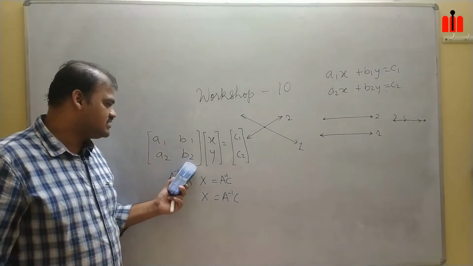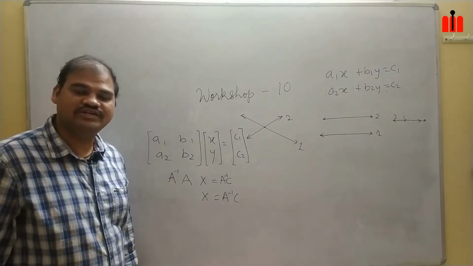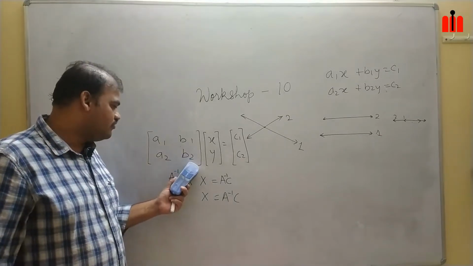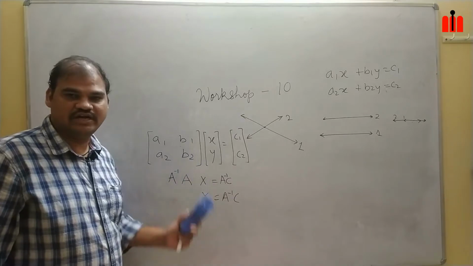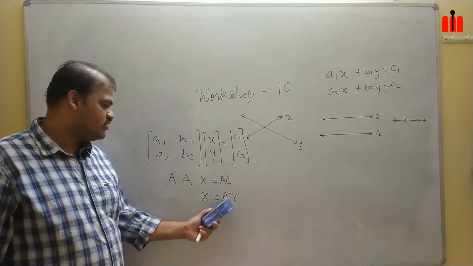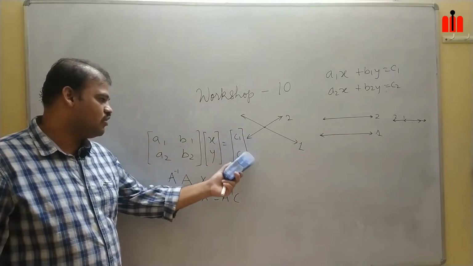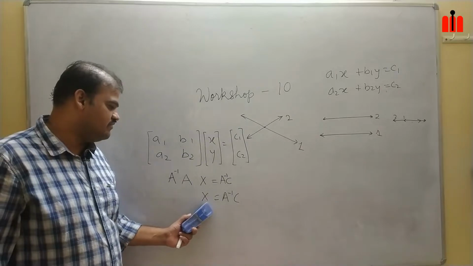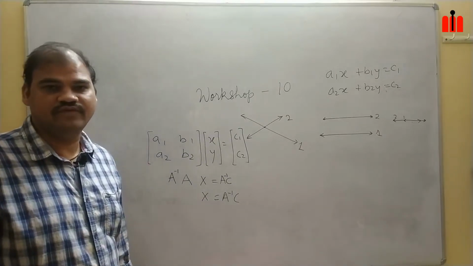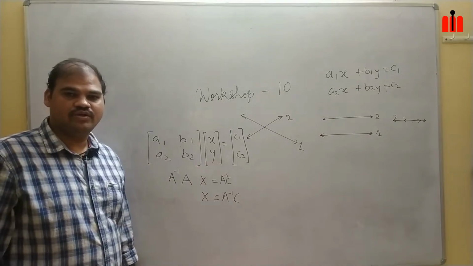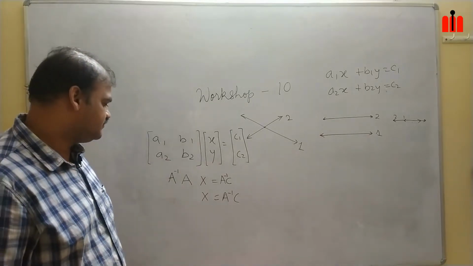What is this A matrix? A is the coefficient matrix, the coefficients of x and y. So we have to find the inverse of this coefficient matrix. Once we find the inverse of the coefficient matrix, we multiply it with the constants, and then we get the values of the variables. Are you getting it?